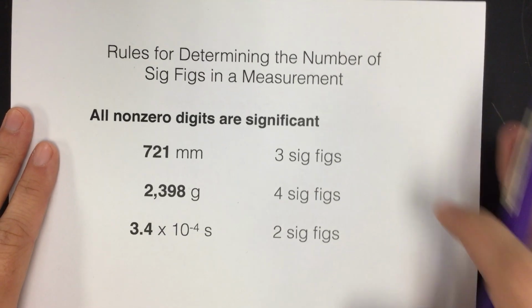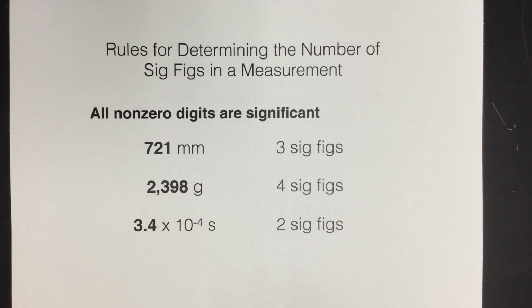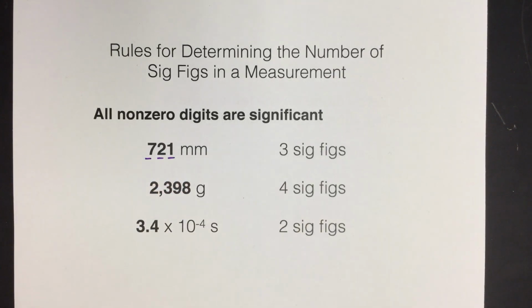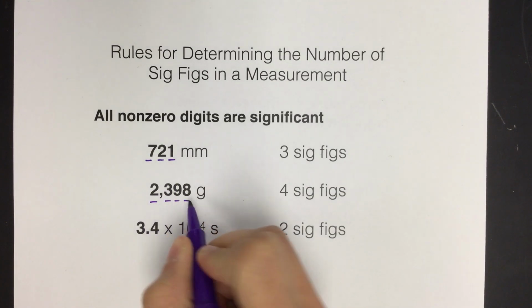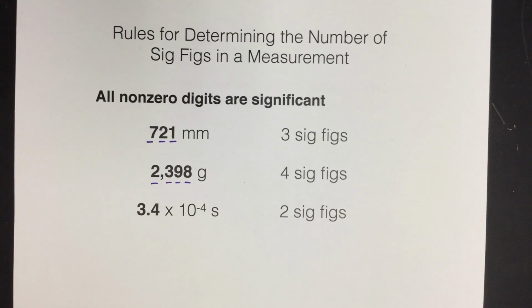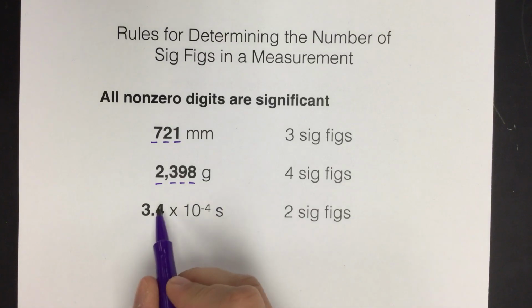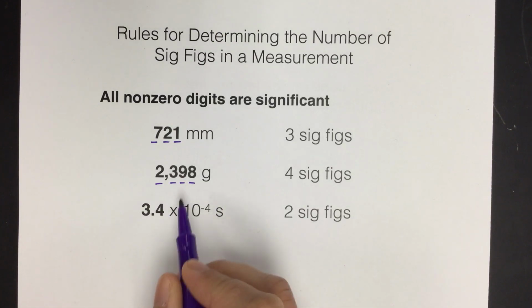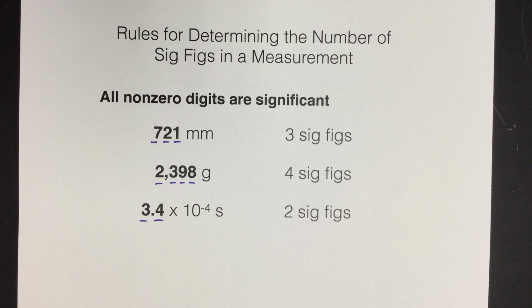So the first rule and the easiest rule is that all non-zero digits are significant. So if you have a number like this, 721 millimeters, since none of these are zeros, all three of those digits are significant. Same thing with this number, 2,398, all four digits are significant. And then the last one is kind of a tricky one because it's a number written in scientific notation. But when you have a measurement in scientific notation, you only look at the numbers before the factor of 10. So you would just look at this number, and it's 3.4. Since neither of those are zeros, they're both considered significant figures. Okay, so that's probably the easiest rule.